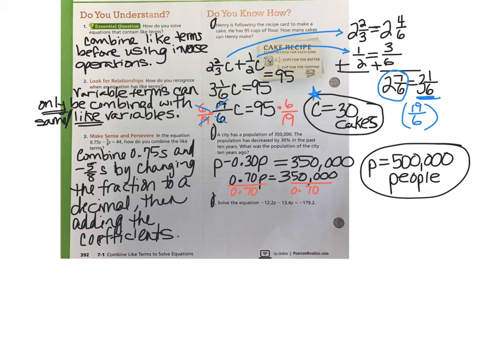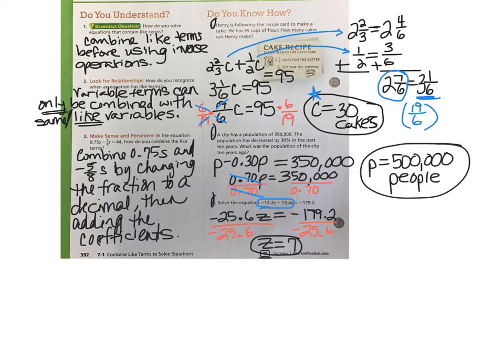Now take a look at question 5 and the equation and solution that go with that one. Notice that I divided both sides by that 70 hundredths or 7/10. And P is 500,000 people. That was the population of the city 10 years ago.